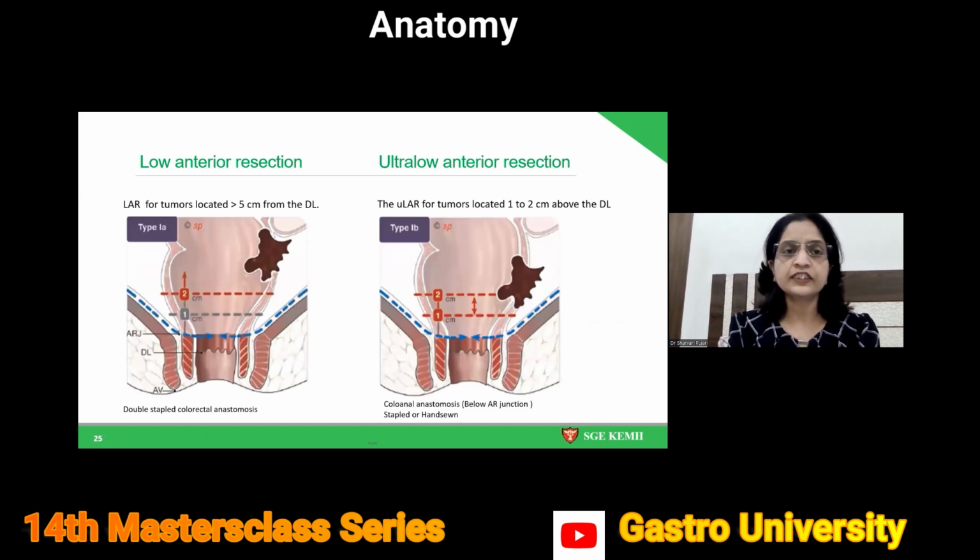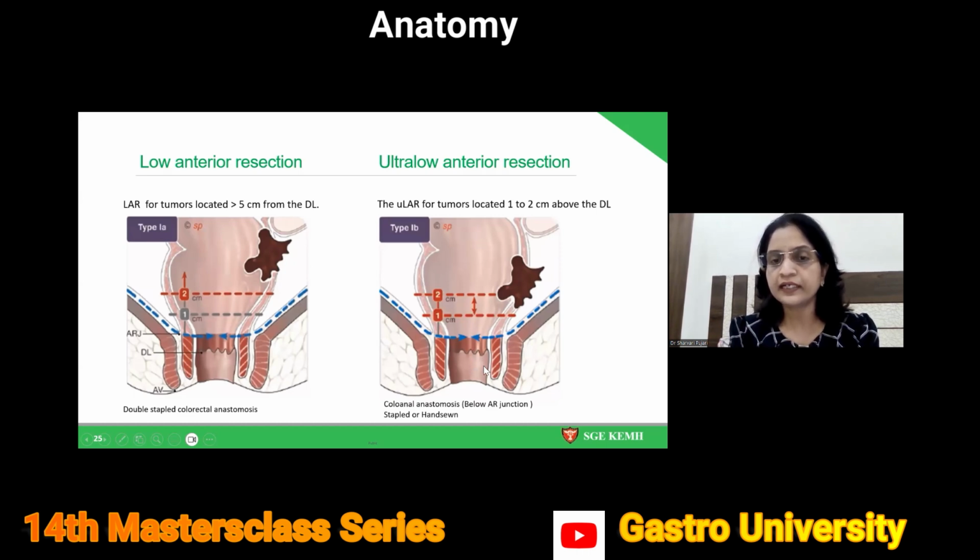So low anterior resection is possible if the tumor is located 5 centimeters or more from the dentate line, so that at least a 1 to 2 centimeter distal margin is achievable, and the anastomosis will be a colorectal anastomosis done by double staple technique. If the tumor is further below, that is within 1 to 2 centimeters of the dentate line, then only the appropriate margin will be reached if the anastomosis is done at the level of the anorectal ring, where the anastomosis then will be a coloanal anastomosis.